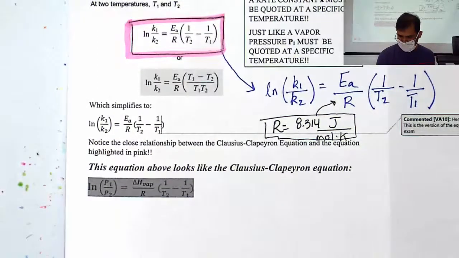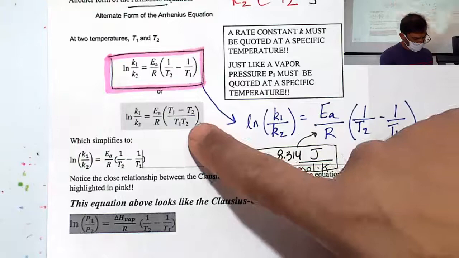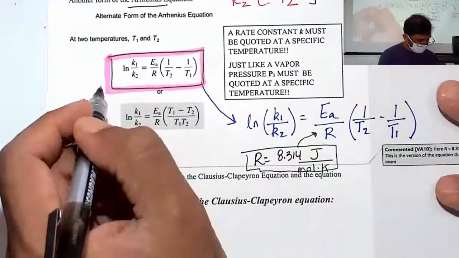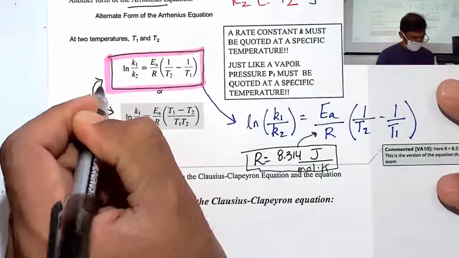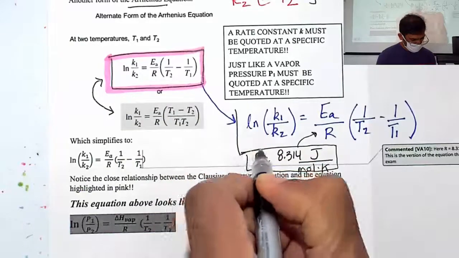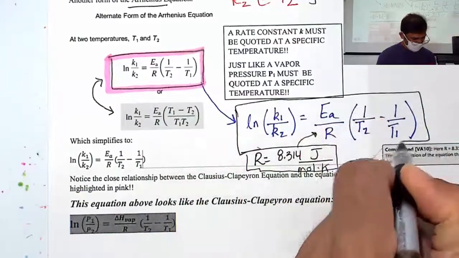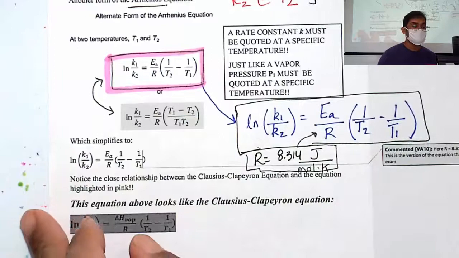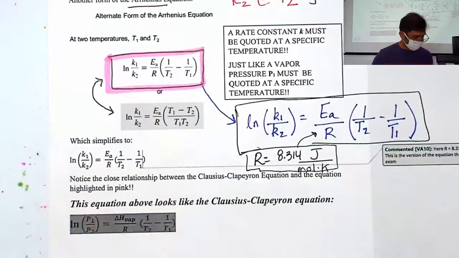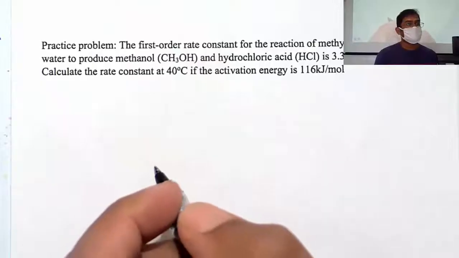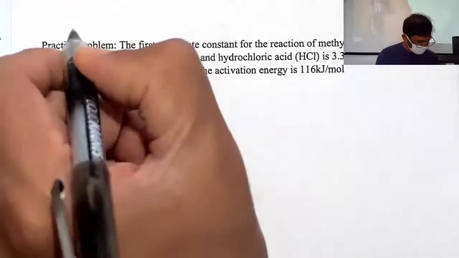Right, so next up we will do a problem involving this. You can see there are many different versions of this equation. This is the version that we will use for our problem. Let's go ahead and do that on page 7 of our notes. This is a practice problem that involves the Arrhenius equation.